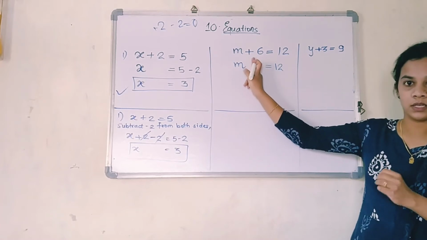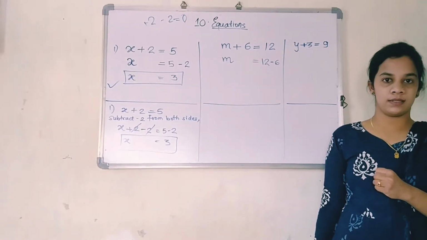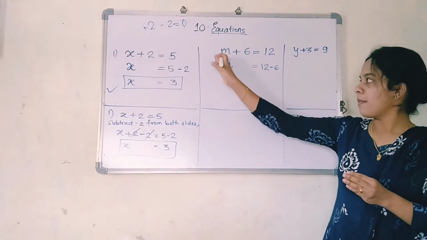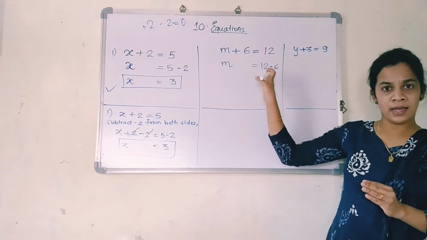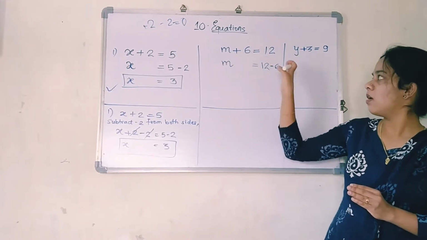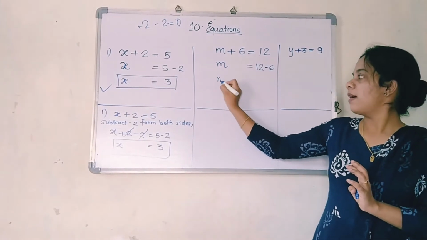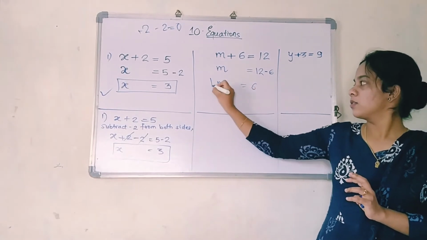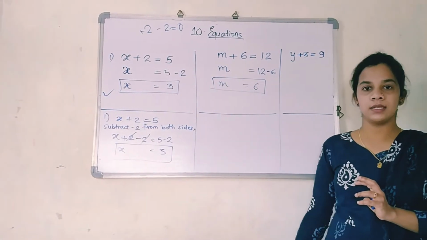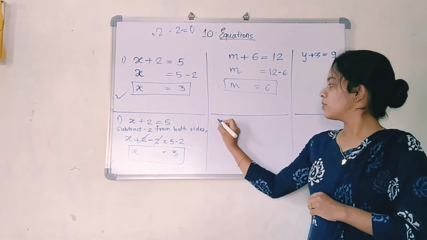This plus 6 shifted that side and converted into minus 6. What I did, M I kept as it is, equal I kept as it is, 12 I kept as it is. This plus 6 came over here and became minus 6. So the value of M is equal to 12 minus 6, which is, yes, 6. So the value of M is 6.